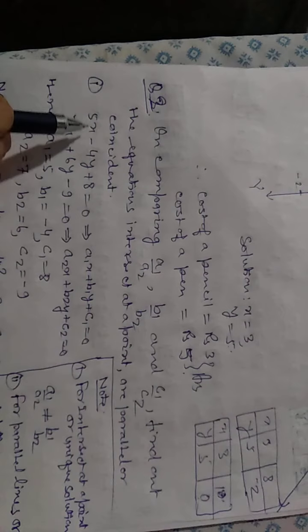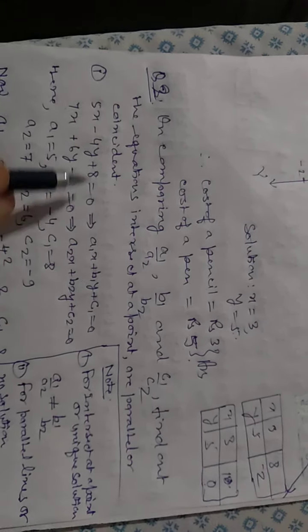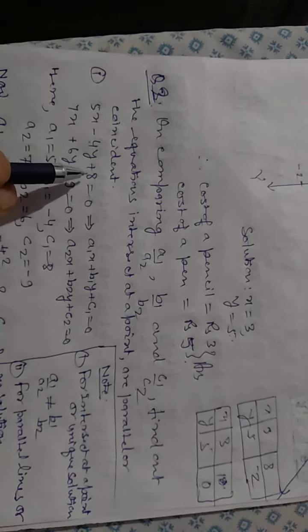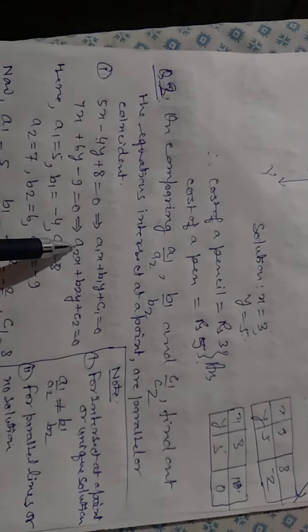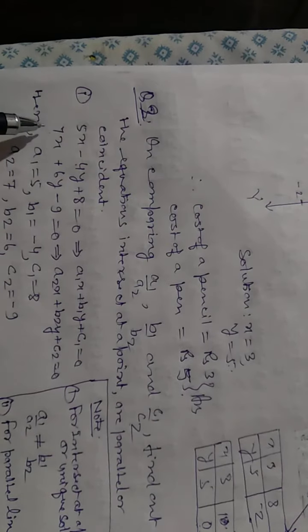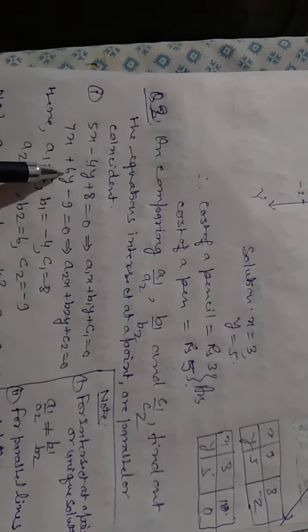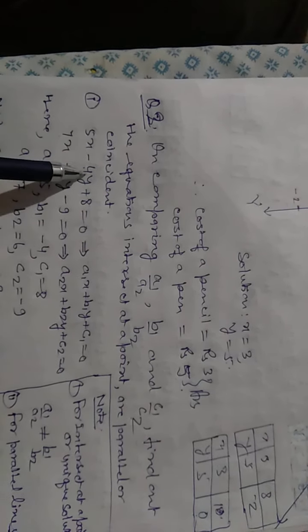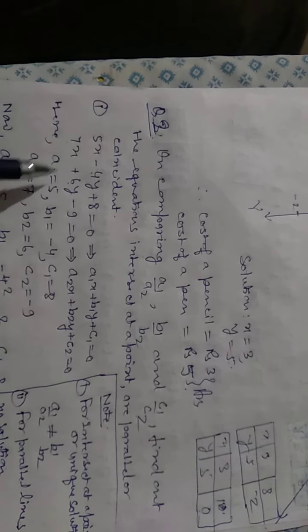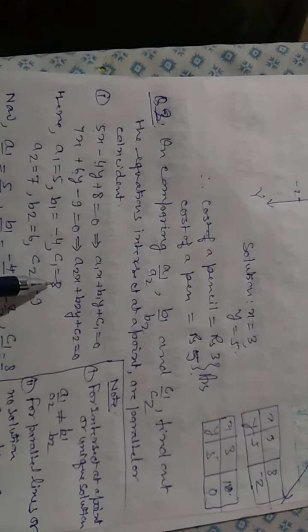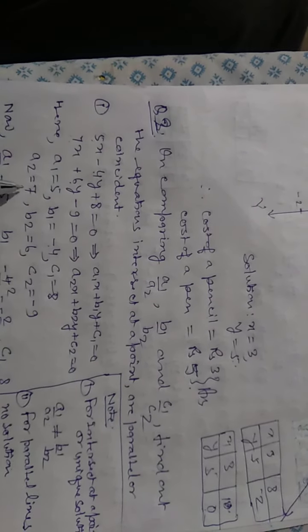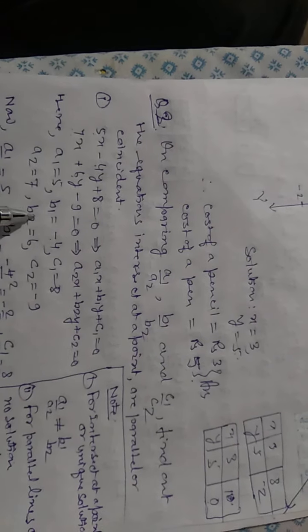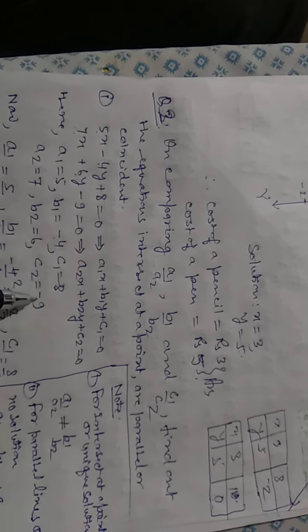Here a1 is equal to 5, b1 equal to minus 4 and c1 equal to 8. Similarly, a2 is 7, b2 is 6 and c2 is minus 9. This one is a1, b1, c1, a2, b2, c2. Therefore, a1 is equal to 5, b1 is equal to minus 4, c1 is equal to 8. a2 is equal to 7, b2 is equal to 6 and c2 is equal to minus 9.